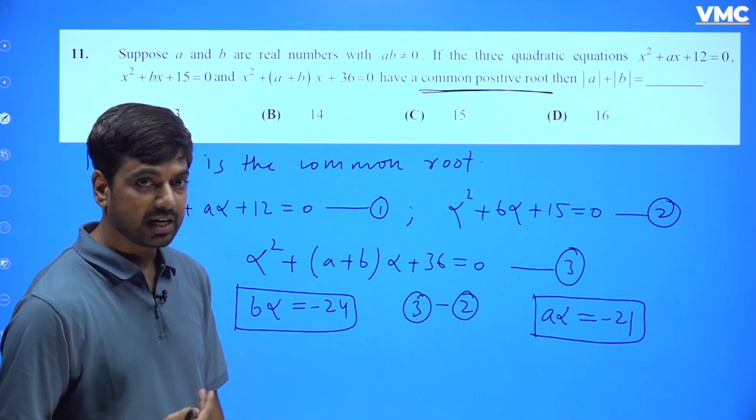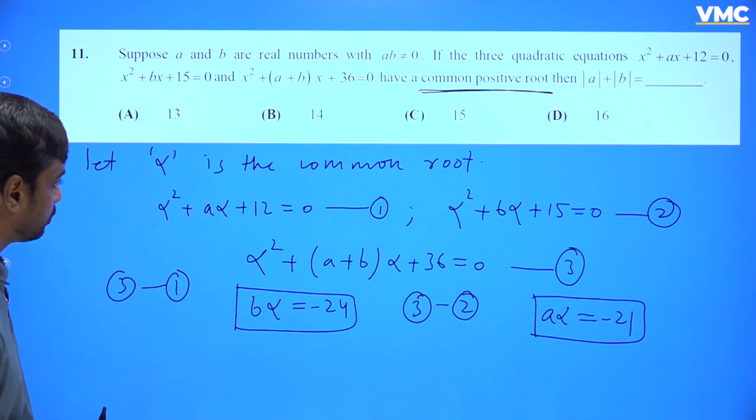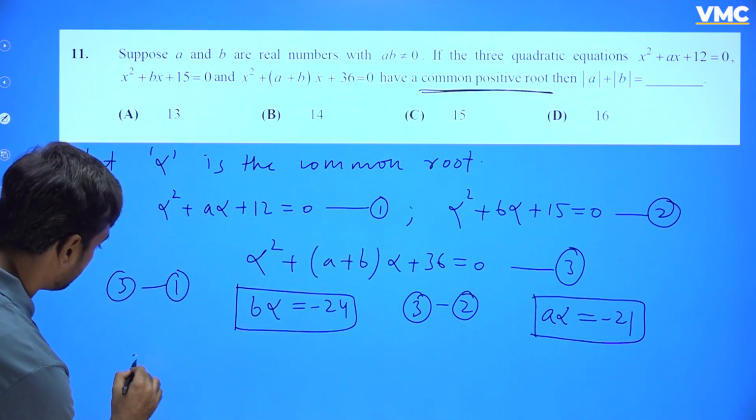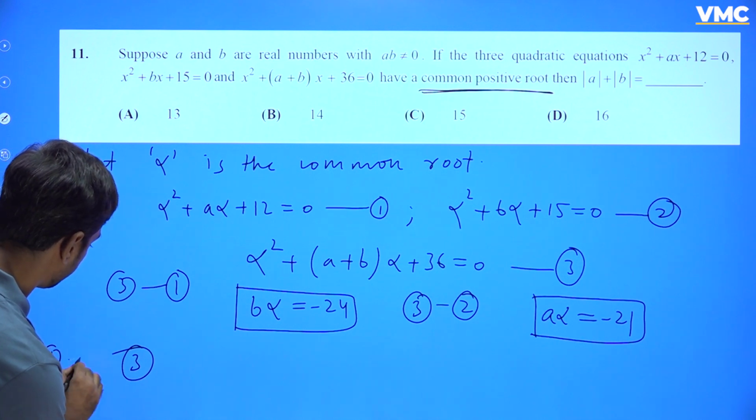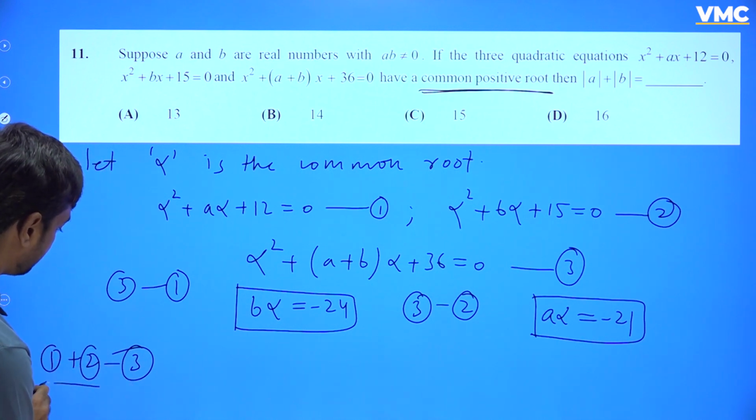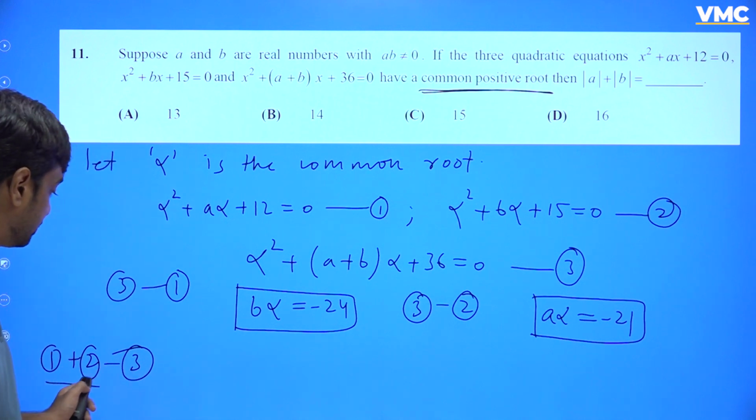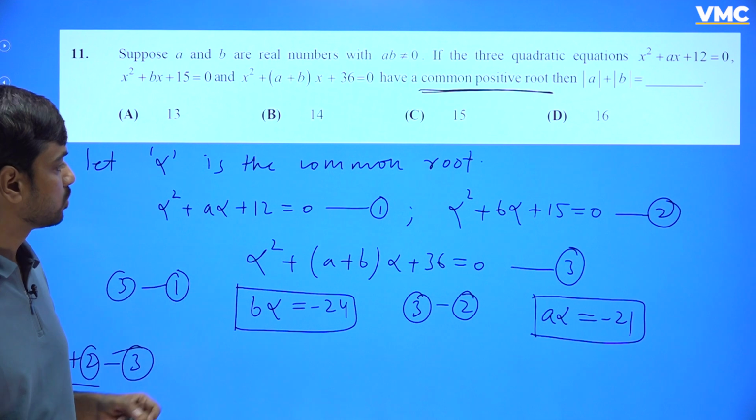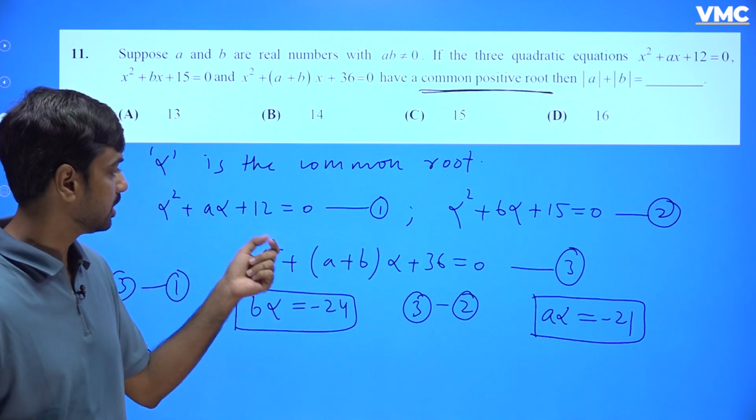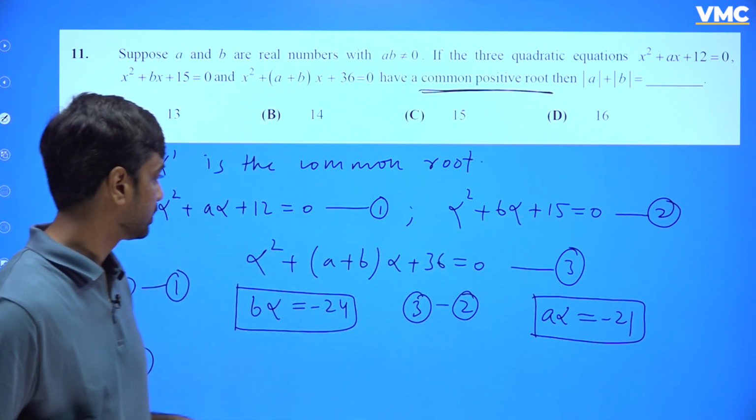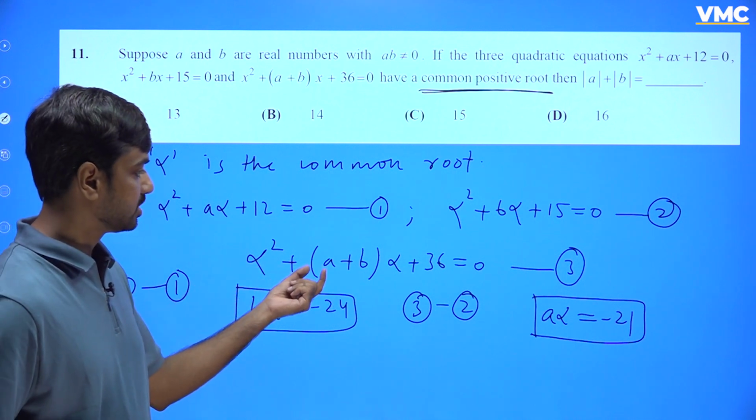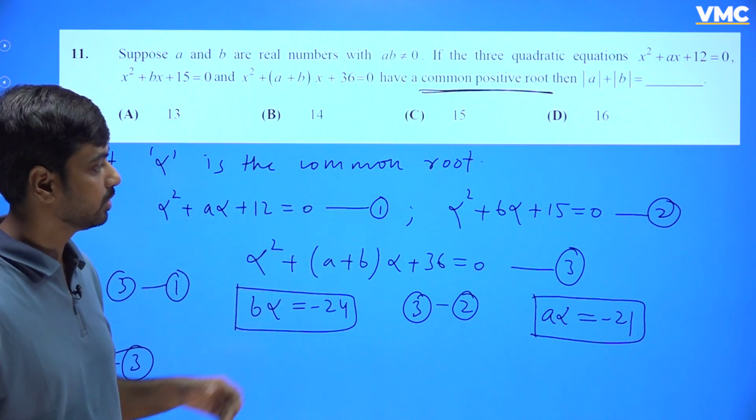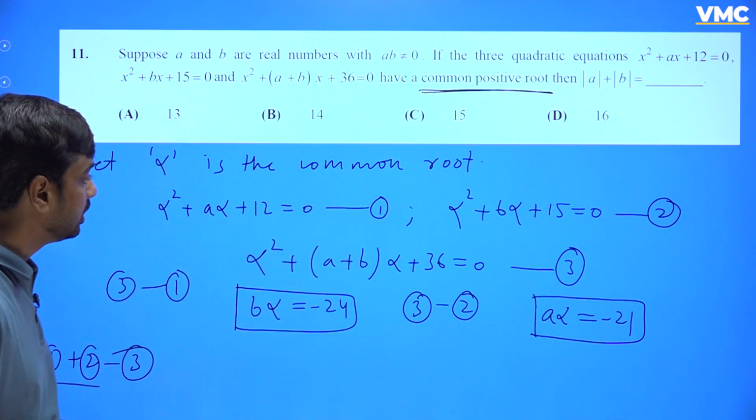Right, so I'm trying to find out the value of alpha. For that, I'm going to add equation 1 and equation 2 and subtract equation third from this sum. When I add equation 1 and equation 2, I will get 2 alpha square plus a alpha plus b alpha, that is (a plus b) alpha, plus 12 plus 15, that is 27. And equation third is alpha square plus (a plus b) alpha plus 36.